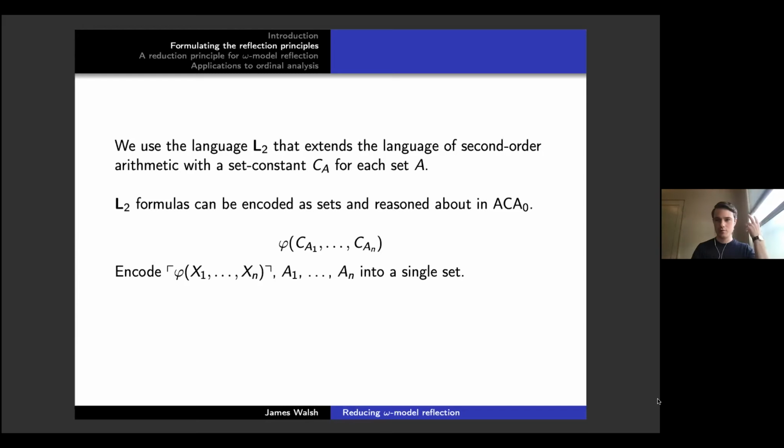So lightface L2 formulas, through Gödel numbering, can be encoded as numbers. But the boldface L2 formulas can be encoded as sets. Now, how does that work? Suppose I have a boldface L2 formula, phi of C sub A1 through C sub AN. If I want to encode that into a set, I have to keep track of the lightface formula, phi of X1 through Xn. That's just a number. And I have to keep track of the sets that are named, A1 through AN.